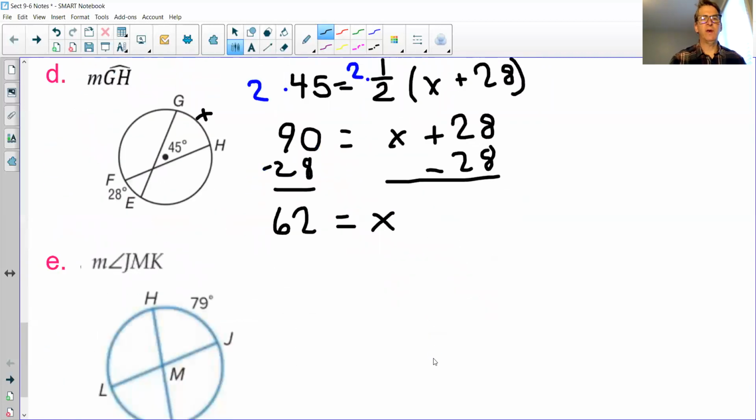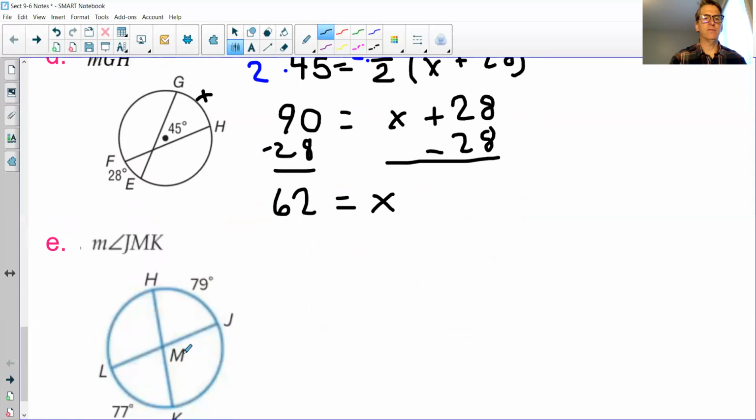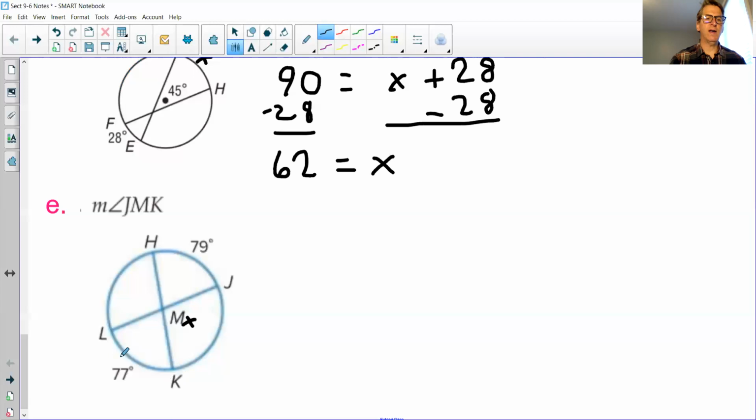Last one on the first page here, we have the measure of JMK. So we're looking for this measure here. We're going to call that X. We do have this arc here, HJ and LY. So with that in mind, we can find this angle here. This angle, we're going to call that Y. If we find that, we can subtract that from 180 and we're going to get our X.